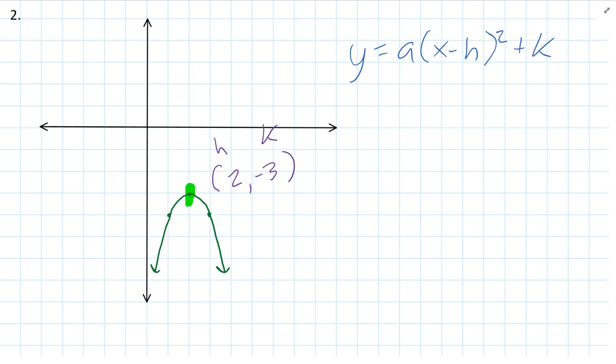And then my movement from my vertex to my next two intersection points is I'm going down 1 and then over 1. So that means my a is just going to be 1. And since this is a parabola facing down, that's going to be a -1.